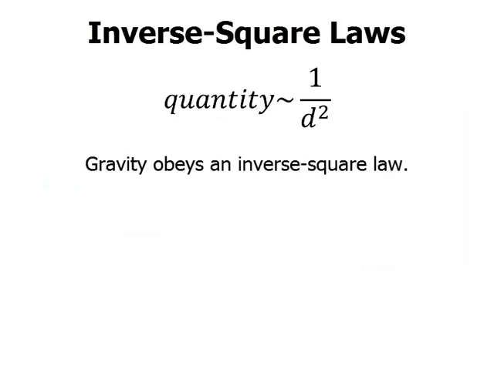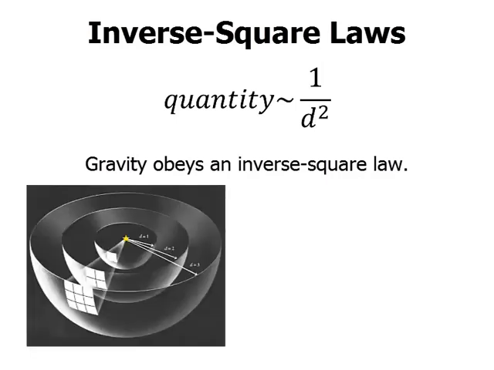This law applies to the weakening of gravity with distance. It also applies to all cases where the effect from a localized source spreads evenly throughout the surrounding space. Other examples are light, radiation, and sound.